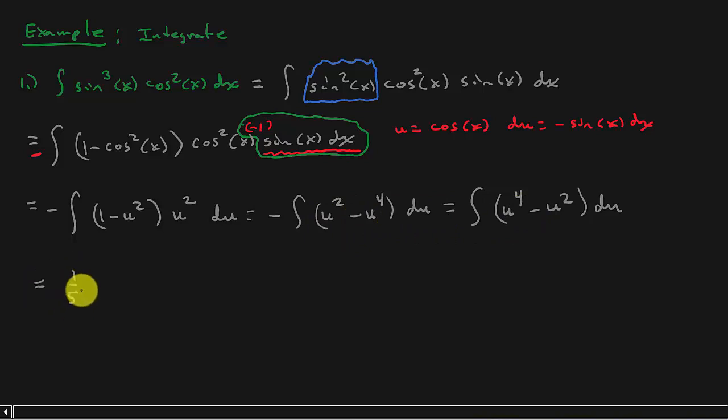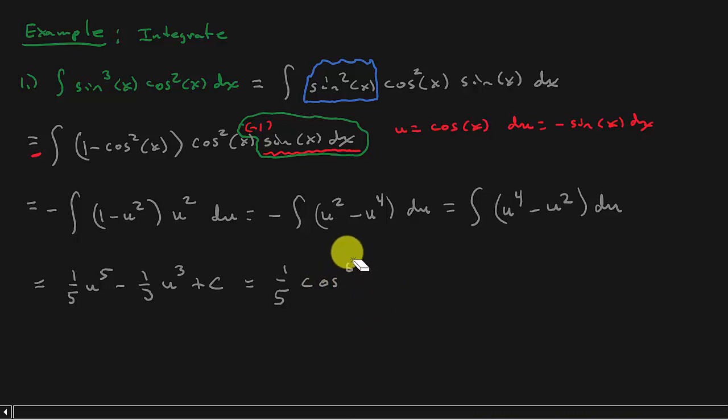So this is 1/5 u to the 5th minus 1/3 u cubed plus c. And what are we going to do? In the place of u, we need to put cosine x back in there. So that's going to be 1/5 cosine to the 5th.